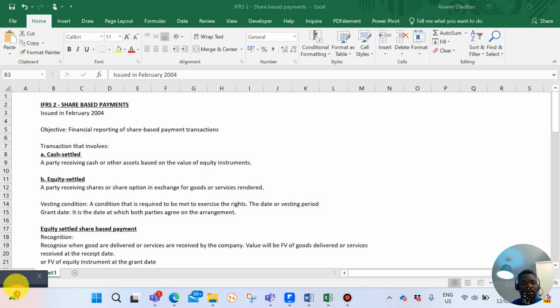Today I'll be talking about IFRS 2, share-based payment. This standard was issued in February 2004, but came into effect I think in January 2005. The objective of this standard is to identify how to report, financial reporting for share-based payment transactions.